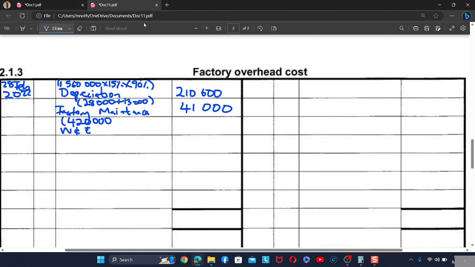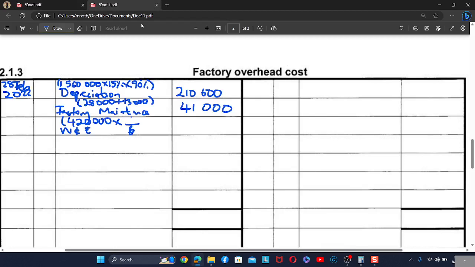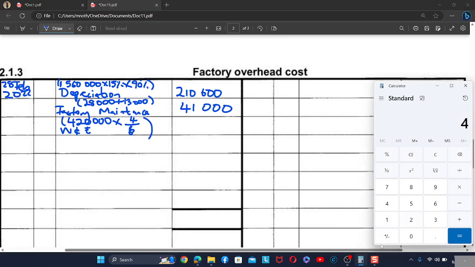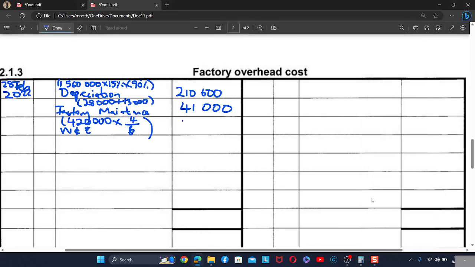So because we want the water and electricity for the factory, this 420 is the 6, because below we need to put what we have. So what we have is a 420, which is all of these, the factory overheads, administration, and the sales. And what we want right now is the factory overheads. The factory is 4. So that is going to give us how much? 420,000 multiplied by 4 divided by 6. That is going to be 280,000.